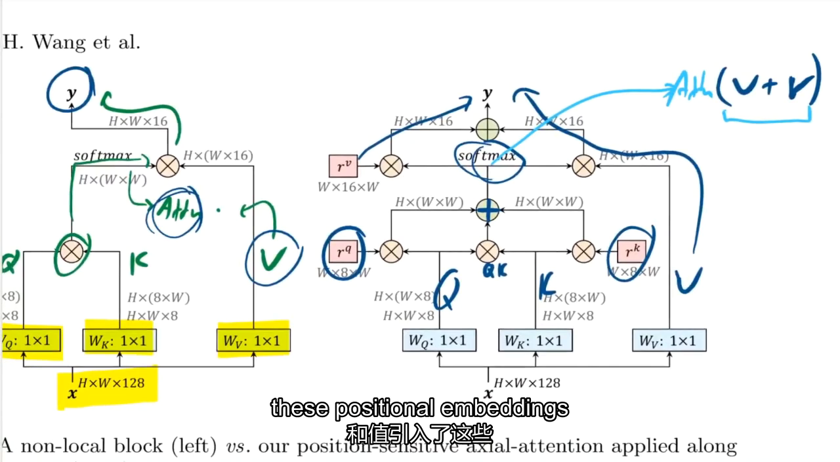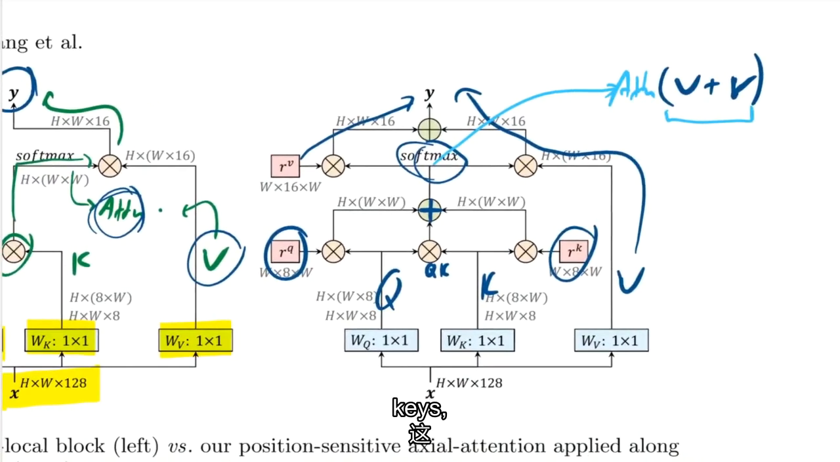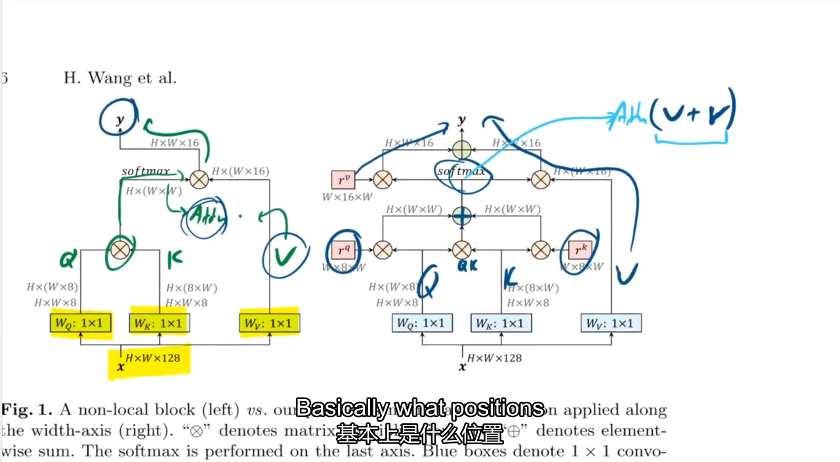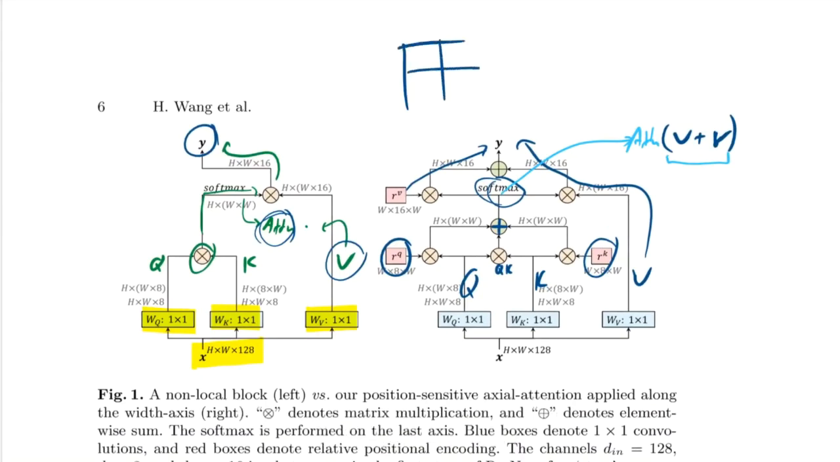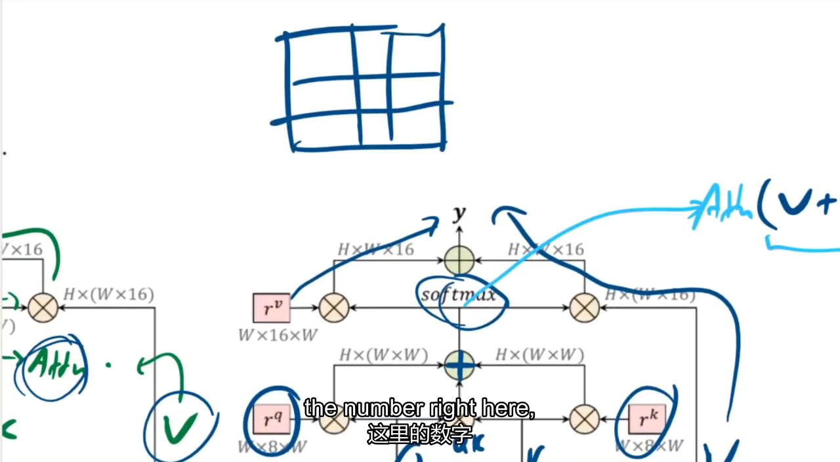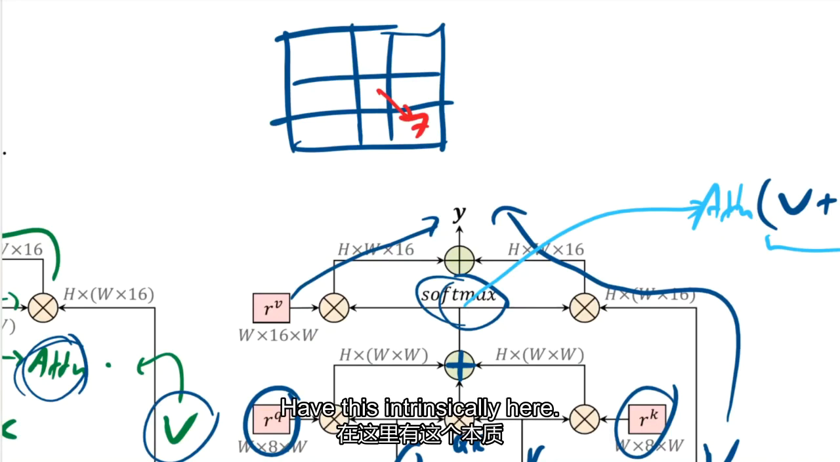You introduce these positional embeddings for queries, keys, and values, and that allows the model to have a sense of where the information is coming from, basically what positions, which if you drop the convolutions, so the convolution had this intrinsically, because in your convolutional kernel, right, if there was a 7 right here, that meant that wherever you are, whatever's on the bottom right is 7 important, okay? So the convolution had this intrinsically.